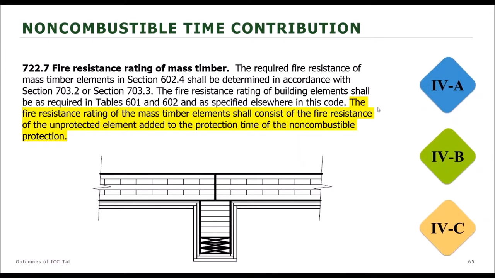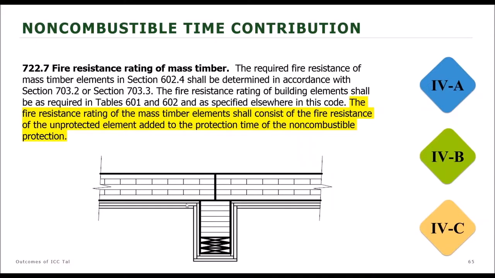But this principle, this is the code text, and Jason explained this. I just want to reemphasize. The fire resistance rating of mass timber elements consists of the fire resistance of the unprotected element added to the protection time of the non-combustible protection. So for instance, if the floor is a 2-hour floor, right here, there may be some inherent fire resistance or designed fire resistance in the exposed floor.